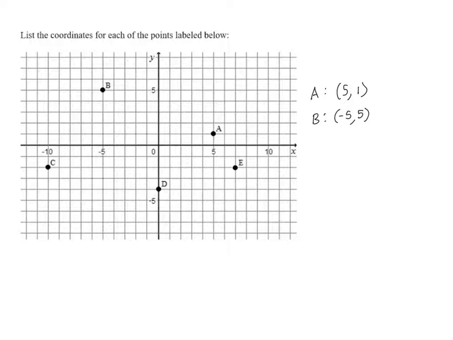Let's move over to C. C is down here. If we look for the x-coordinate, we look to see how far to the left that is. That's all the way at -10 on the left. So we know the x-coordinate for C is going to be -10.